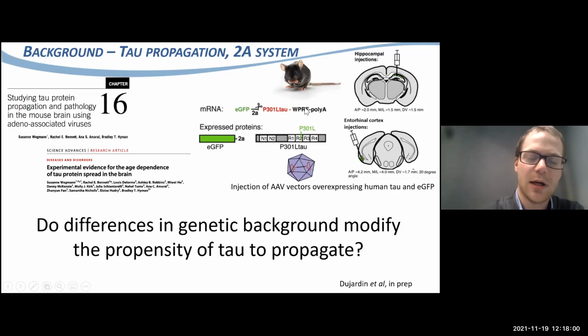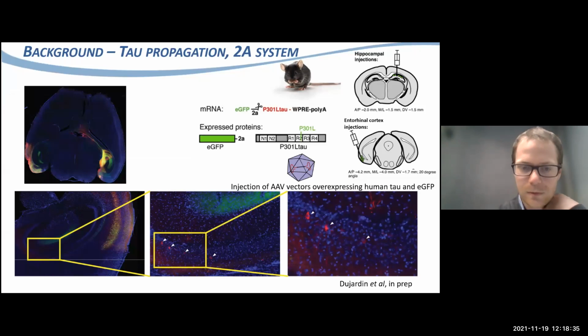What is interesting about these AAVs is that they express GFP and a tau protein, but in the middle you have a small peptide called the 2A peptide, and it is self-cleaving. So what will happen is that in the cells you have GFP and tau expressed, but they are separated. So you can really see, using the GFP, what cells were transduced, and then you can follow the tau protein to see if it's moving or not.